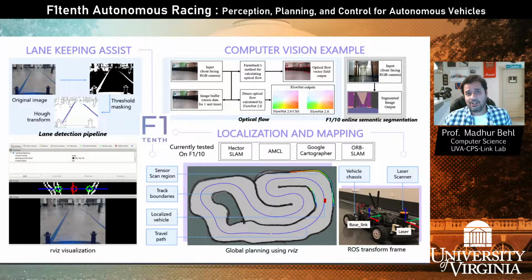There's localization and mapping, and that's going to be a dedicated module in this course where we will teach you how self-driving cars create maps of the world using their own sensors, and then given a map, how they even localize within that map. In fact, you'll get a flavor of localization and mapping in this very first lecture in just a bit.